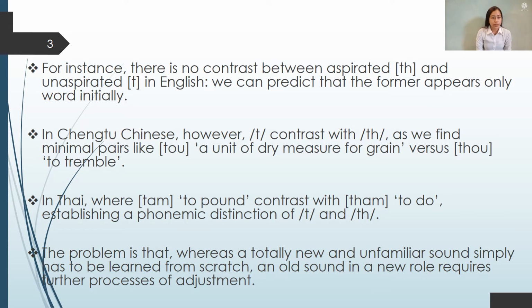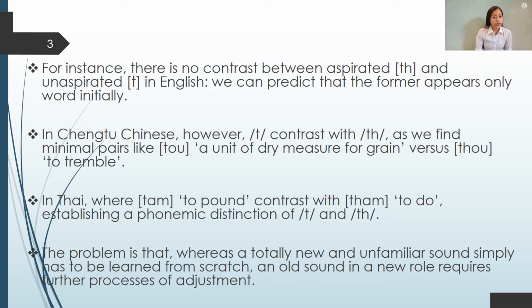However, it is just as difficult, and sometimes worse, to learn sounds which are phonemically contrastive in the language we are learning, but allophones of a single phoneme in our native system. For instance, there is no contrast between aspirated th sounds and unaspirated t sounds in English. We can predict that the former appears only word initially.